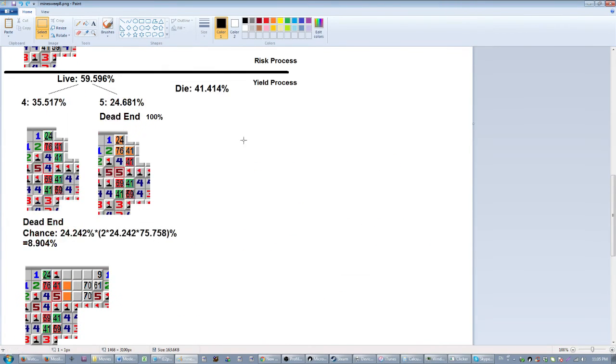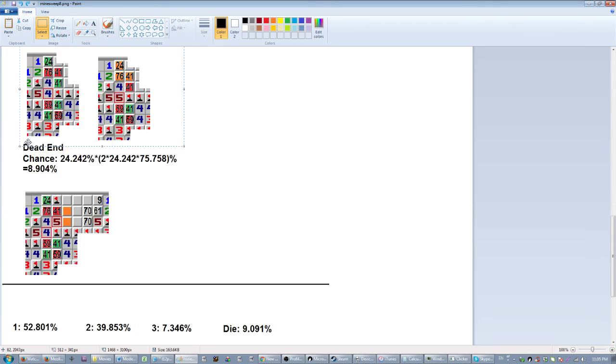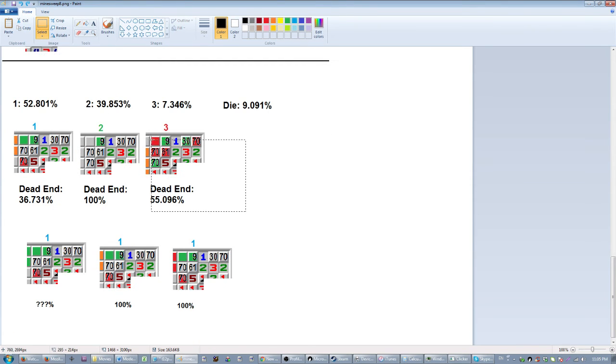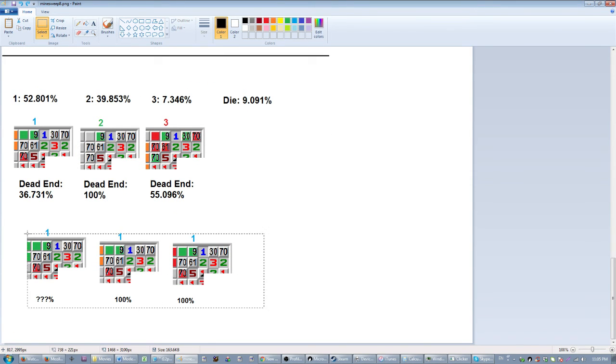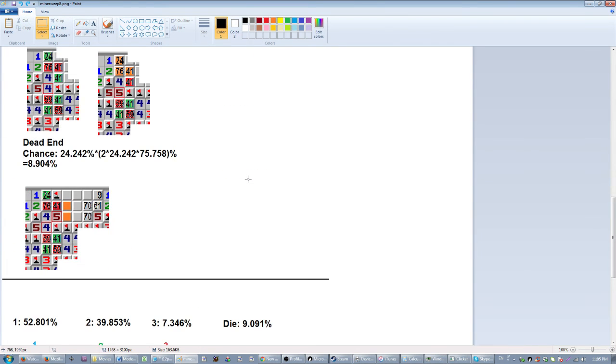So the yield process is something that I have a gist of, I have an idea of, but if there's no better way to simplify this entire process, then we're kind of screwed. We would need like a supercomputer to solve it.